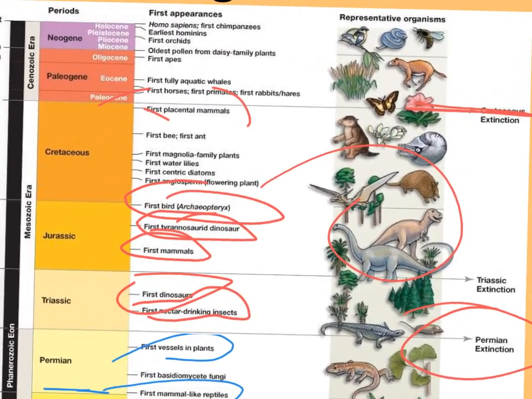Okay. And then, more recently, during the Cenozoic era, all the way up to our modern era, it started out with the Paleocene, the Paleogene, with different things. First fully aquatic whales, first horses, first primates, first rabbits and hares, oldest pollen from daisy family plants, Oligocene and the first apes, first orchids, earliest hominins, in other words, a split from the apes that gave rise to all sorts of human-like organisms. And then at the Holocene, at the very latest, of course, Homo sapiens have been around probably only a couple of 100,000 years.